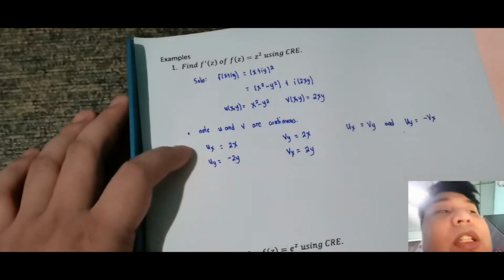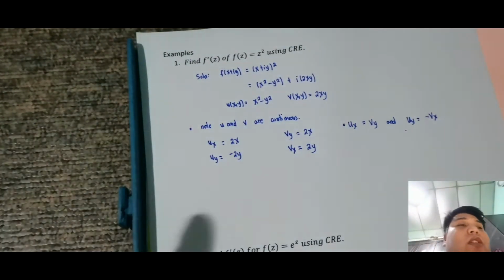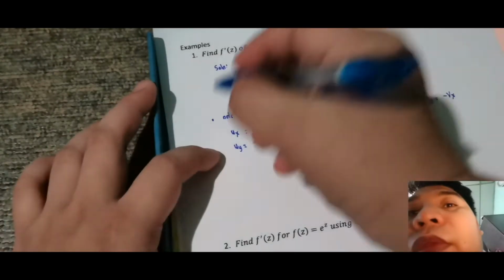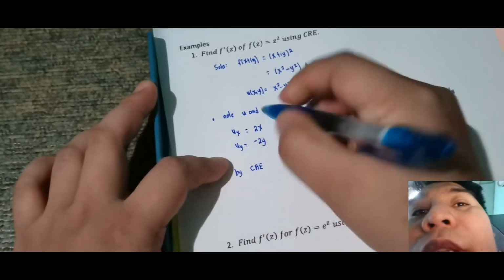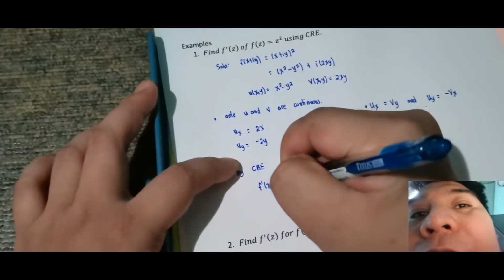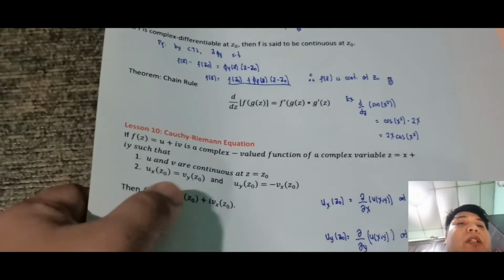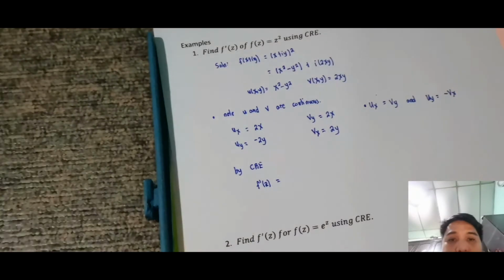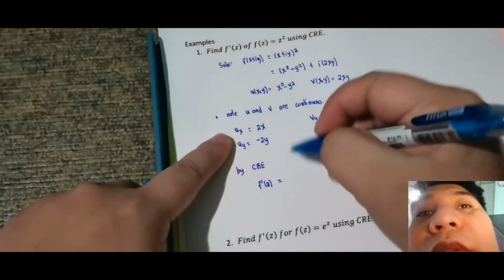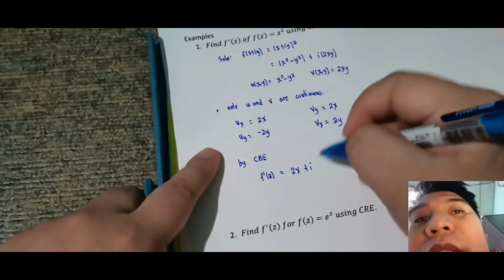Okay, so hindi ko na checkan. Kunwari, since nangyari to, so therefore, by the conclusion of Cauchy-Riemann equation, f prime of z is equal to partial derivative of u with respect sa x plus i partial derivative of v with respect sa x. Okay, so kukunin ko to part na to. So this is 2x plus i, this is 2y.